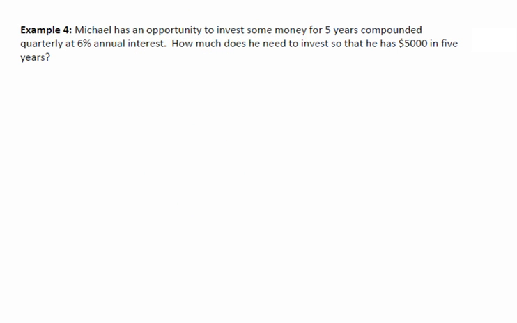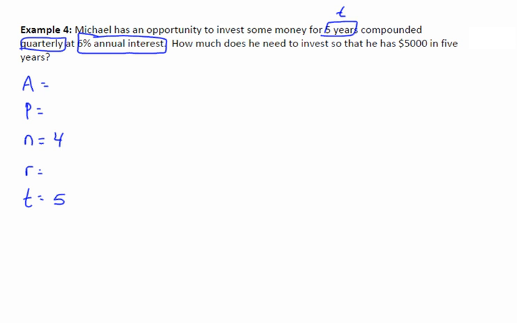Michael has an opportunity to invest some money for 5 years. So 5 years would be which letter? A, P, N, R, T. T is 5. Compounded quarterly, what's that? 4 times a year, so N. 6% annually is R, 0.06. How much does he need to invest?